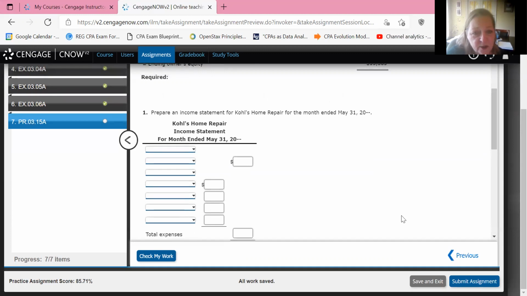So the first thing we're going to do is, on the income statement, we need a heading that says revenue.